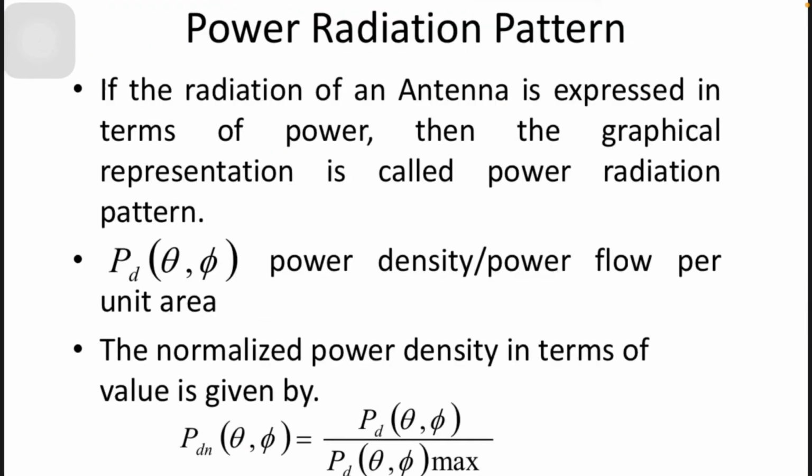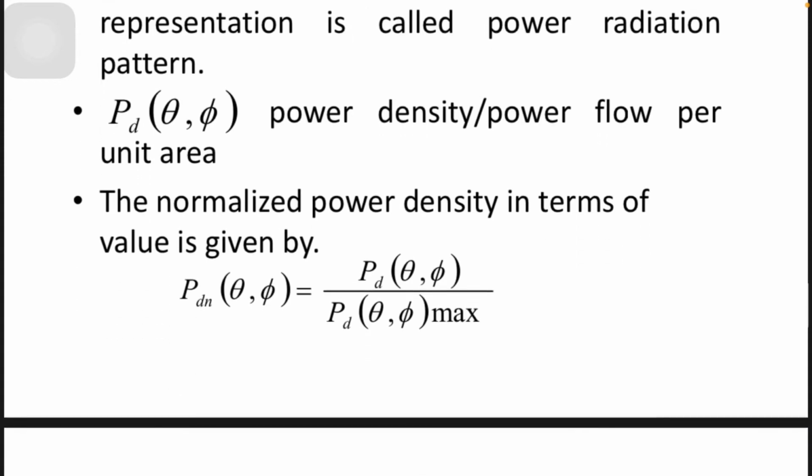Next one, power radiation pattern. If the radiation of an antenna is expressed in terms of power, then this graphical representation is called the power radiation pattern. Pd of theta comma phi is the power density, or power flow per unit area. The normalized power density in terms of value is given by Pdn of theta comma phi equals Pd of theta comma phi divided by Pd of theta comma phi max.